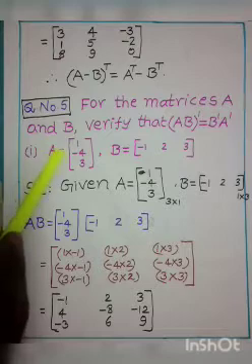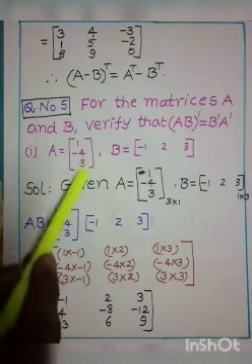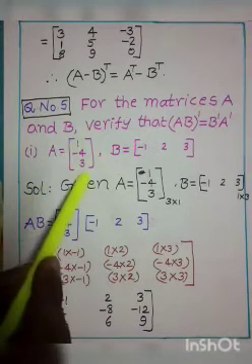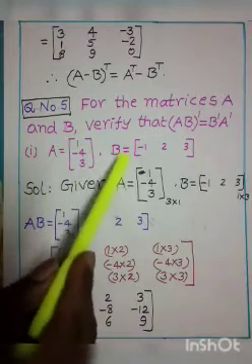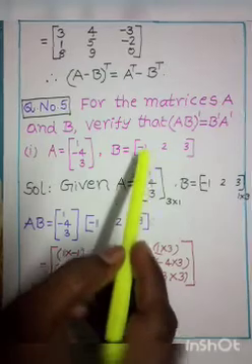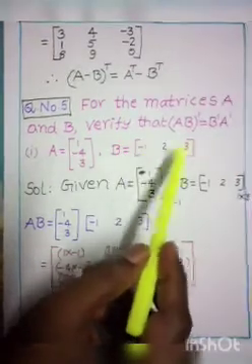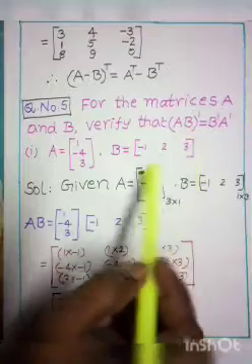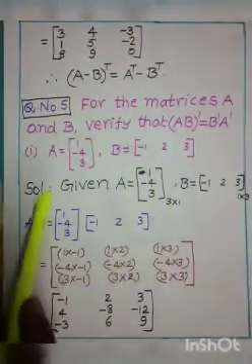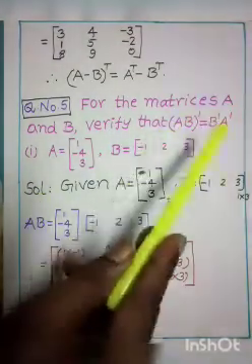A is equal to matrix 1, minus 4, 3. Only one column is there, 3 rows and one column. Now B matrix. Matrix B is equal to matrix minus 1, 2, 3. Here only one row, 3 columns. Okay, my dear children? Right. Now we have to verify this statement.